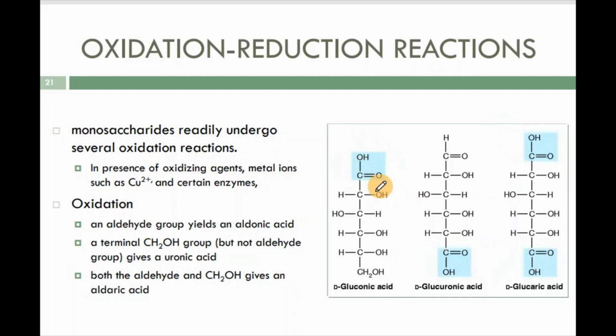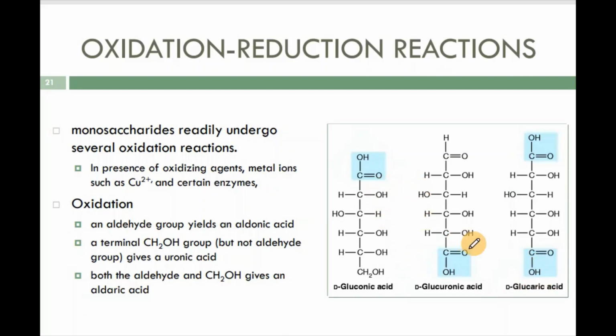If aldoses are oxidized on carbon 1, we form what we call an aldonic acid. So specifically, when glucose undergoes oxidation, we are going to form gluconic acid. If they are oxidized on carbon 6, we form what we call a uronic acid. So glucose becomes glucuronic acid. If the oxidation occurs at both carbon 1 and carbon 6, then this dicarboxylic acid is called an aldaric acid. So glucose becomes glucaric acid.